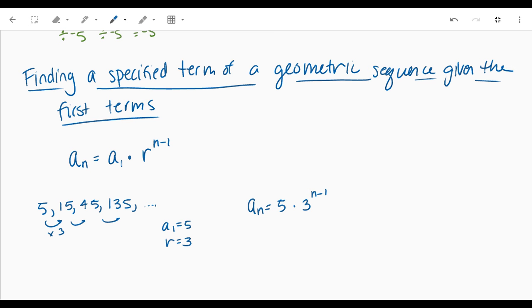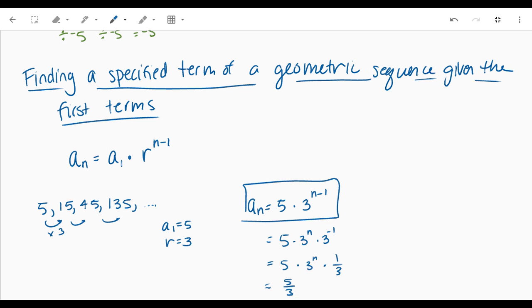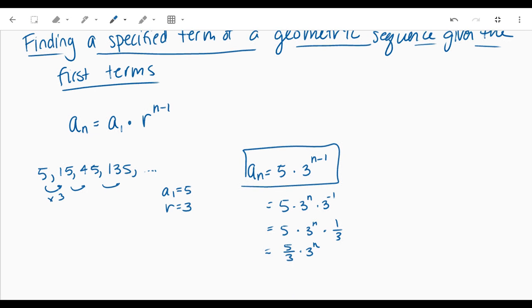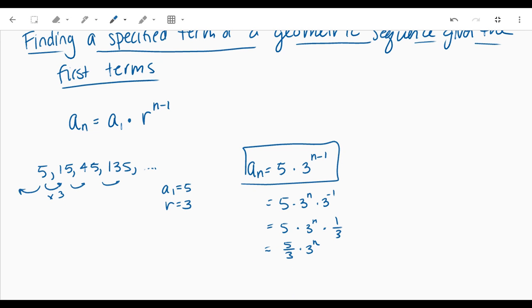Okay, if you were to simplify that, we would use your rules of exponents. That's 5 times 3 to the n times 3 to the negative 1. So that's 5 times 3 to the n times 1/3. That'd be 5/3 times 3 to the n. Okay, and just like before with the arithmetic, you could get that by working your way back to the 0 term. Divide by 3. Okay, but they're just having you use the relationship here.